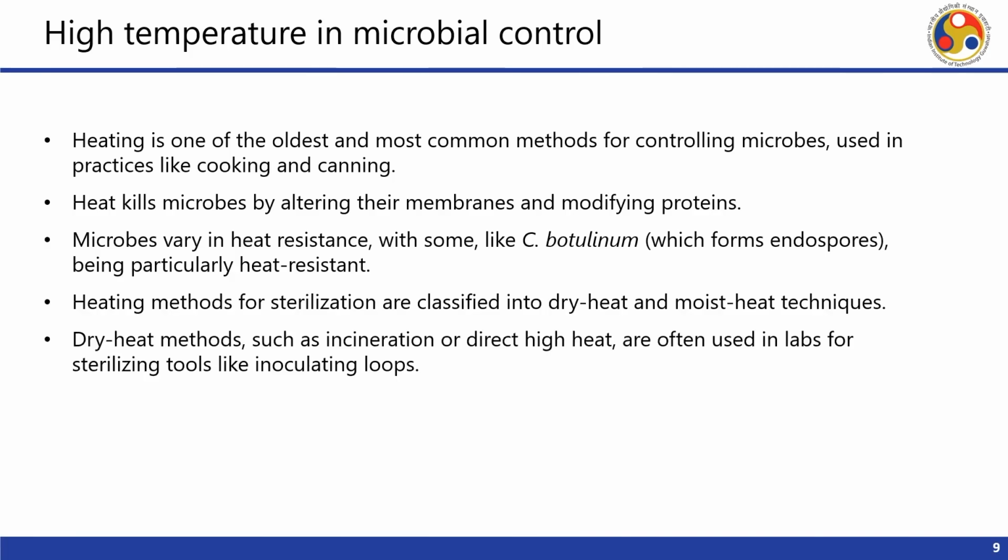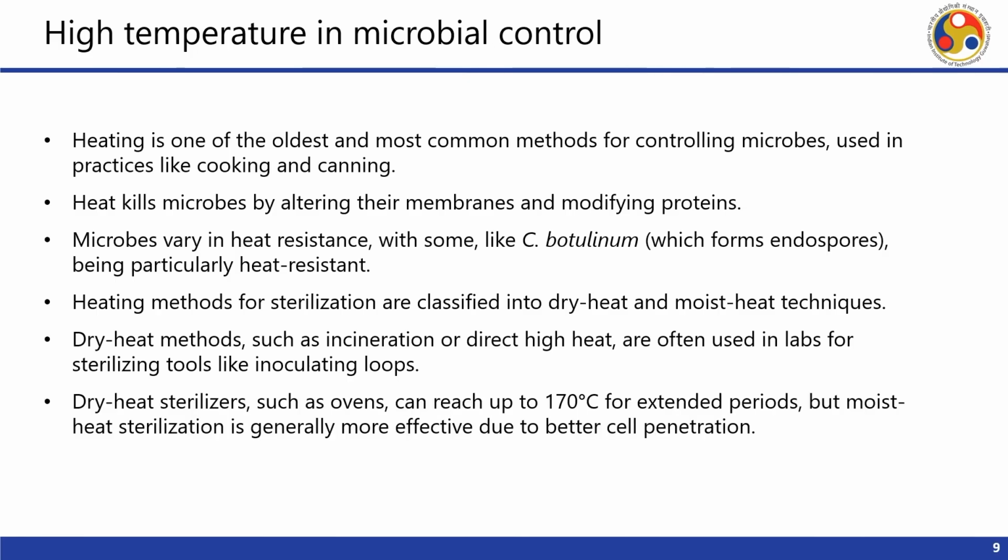Dry heat methods such as incineration or direct high heat are often used in labs for sterilizing tools like inoculating loops. So, there we burn the loops directly in the flame. Dry heat sterilizers such as ovens can reach up to 170 degrees centigrade for extended periods, but moist heat sterilization is generally more effective due to better cell penetration.